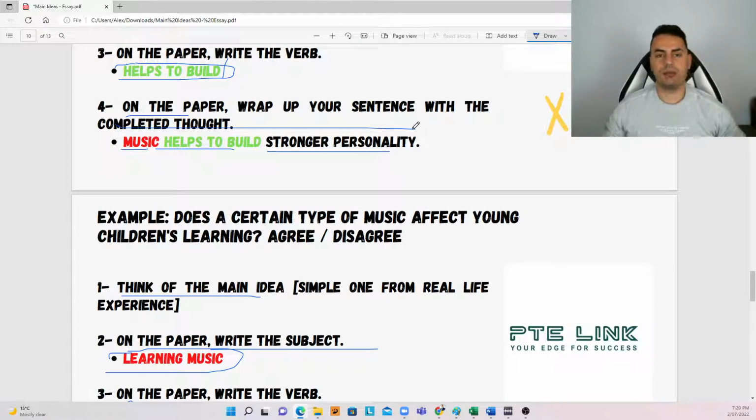And if you are using a template, you can fit those ideas in the template and you are safe from a content perspective.